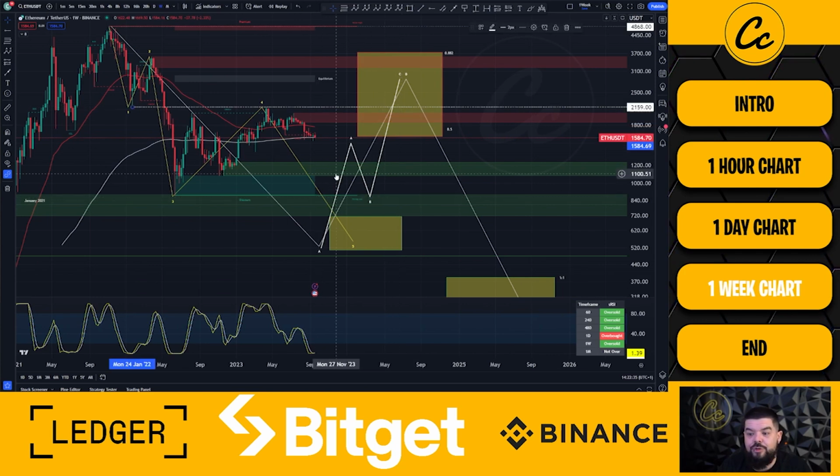First of all, we need to see it push higher than $2,159 to break this impulsive structure. Failure to do so, well, unfortunately I don't see a bullish future for the price action for Ethereum.